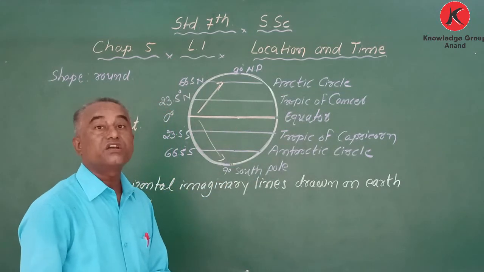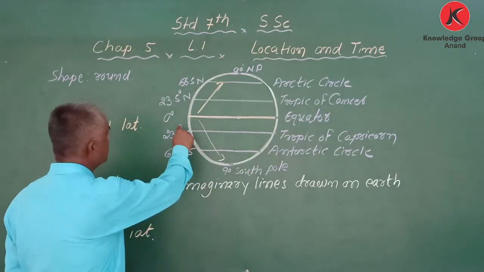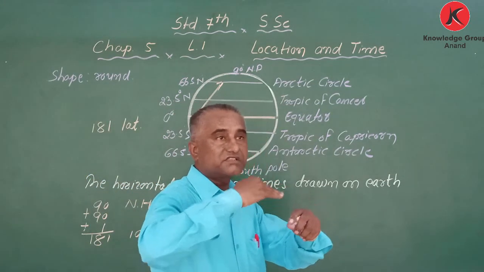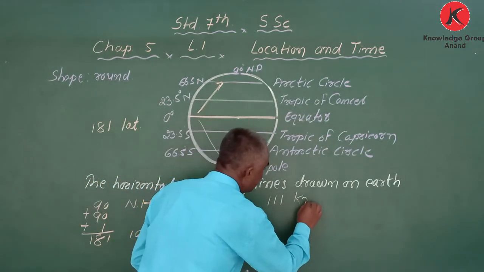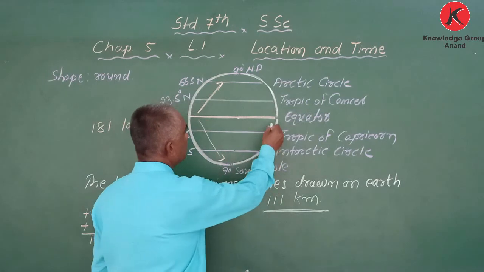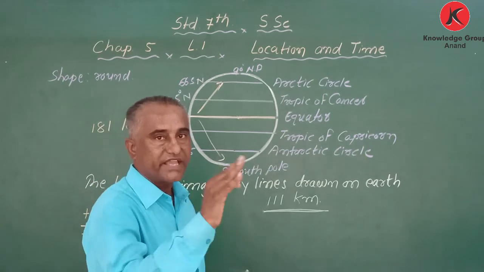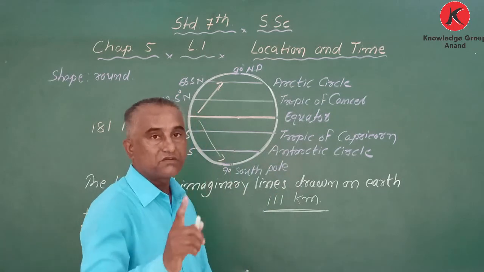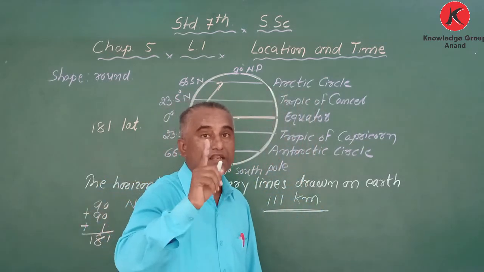My dear student, the distance between two latitudes, from 0 degree till 1 degree, is more or less 111 kilometer. So from 0 degree to 1 degree, 111. From 1 degree to 2nd degree, that is 111. Like that we have to count. So what is the distance? 111 kilometer distance between two latitudes.